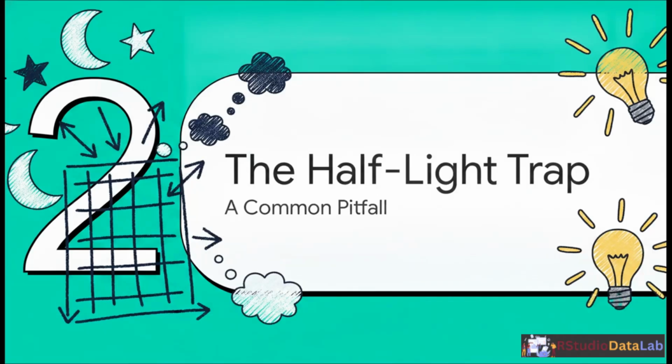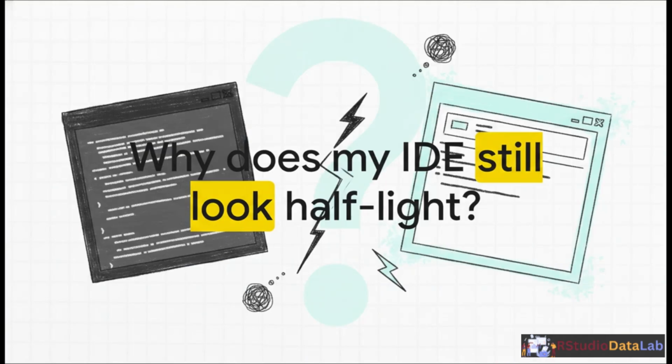Now, let's talk about something I like to call the half-light trap. Because right when you think you've totally solved the problem and you hit Apply, you might fall into what is easily the single most common source of confusion in RStudio. You apply your sleek new settings, but suddenly you realize something's off. Your code editor and console are beautifully dark, sure, but your menus, your toolbars, and your window borders are still blindingly light. So what the heck? Why does your workspace suddenly have a split personality?